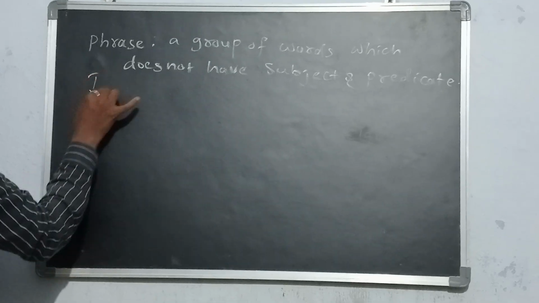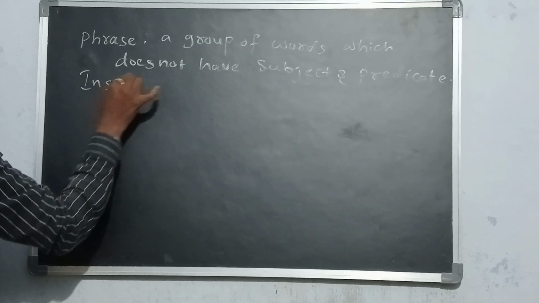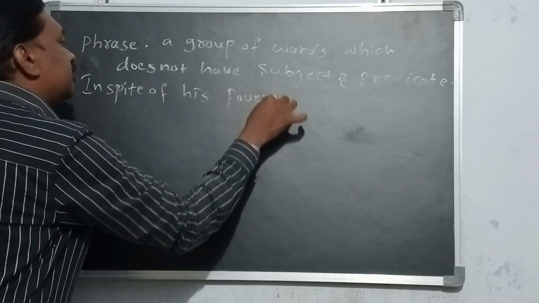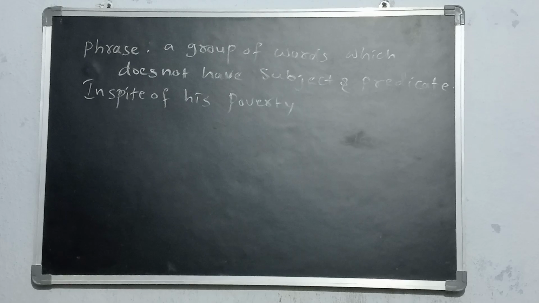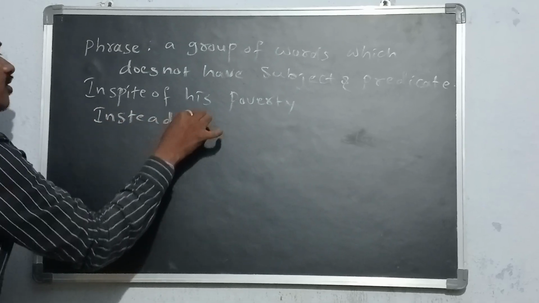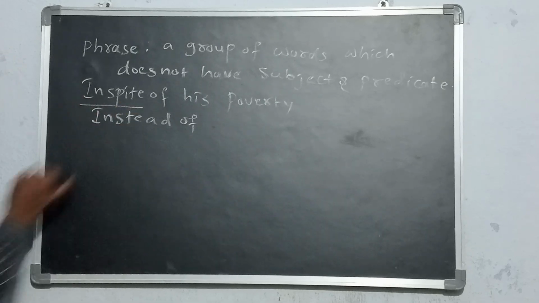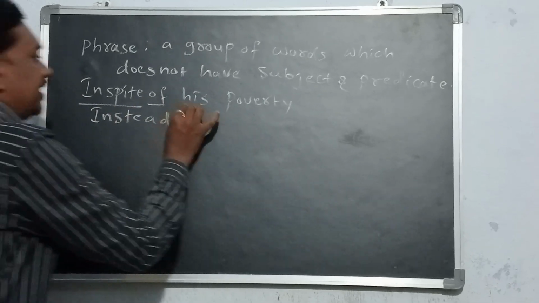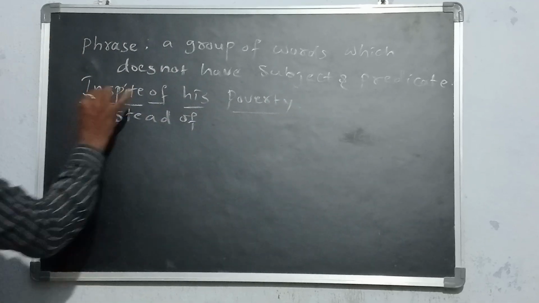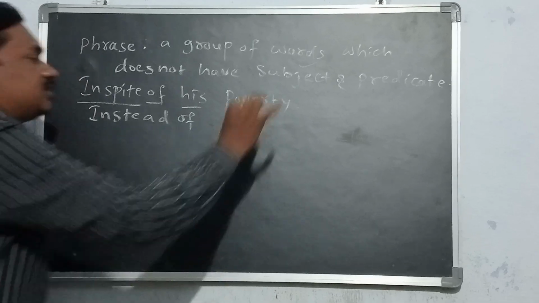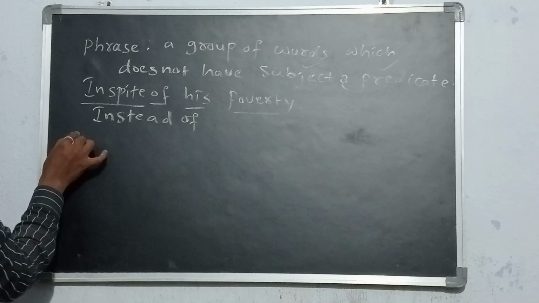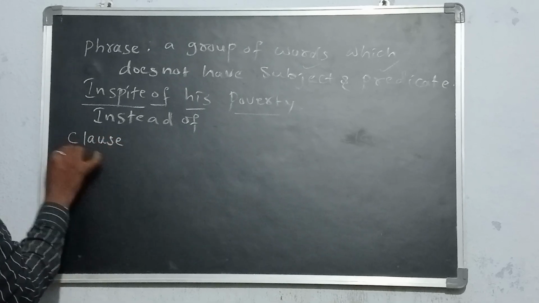For example, in spite of his poverty. It is a phrase. Okay, instead of. Group of words: in spite, one word; of, one word; his, another word; poverty, another word. A group of words which does not have a subject and does not have a predicate. So this is the example for phrase. Next, clause.